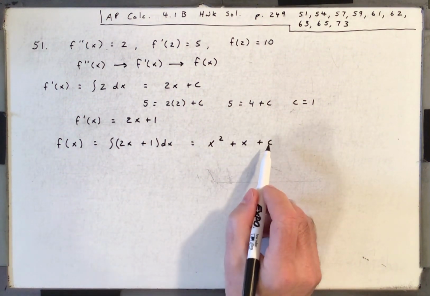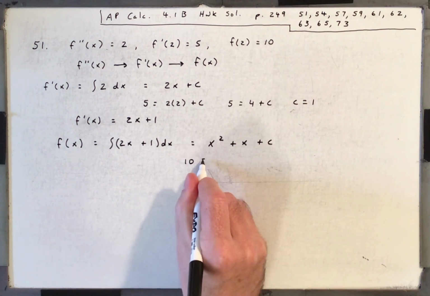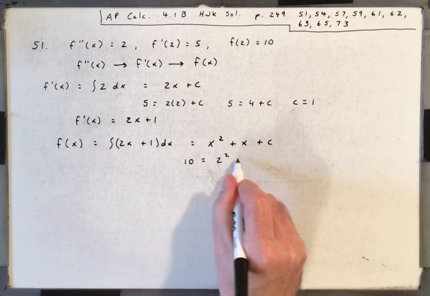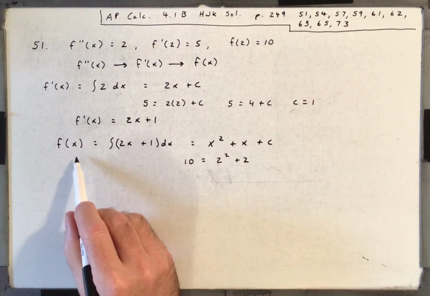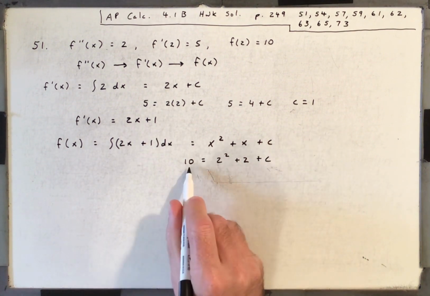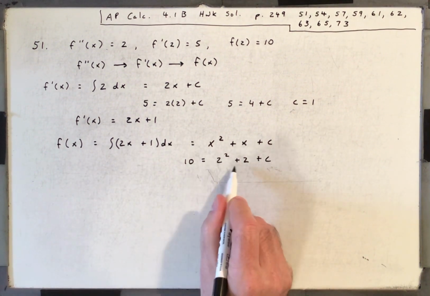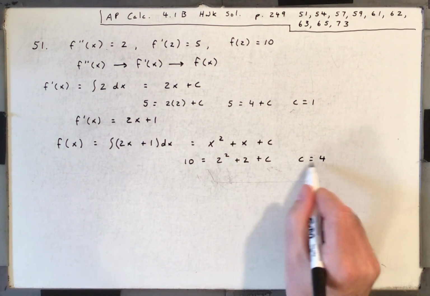We can get c because we know f of 2 is equal to 10. So 10 is equal to 2 squared plus 2 plus c. Remember, our y value is 10. y and f of x are the same thing. So 10 is equal to 4 plus 2, 10 is equal to 6 plus c. So c has to equal 4.